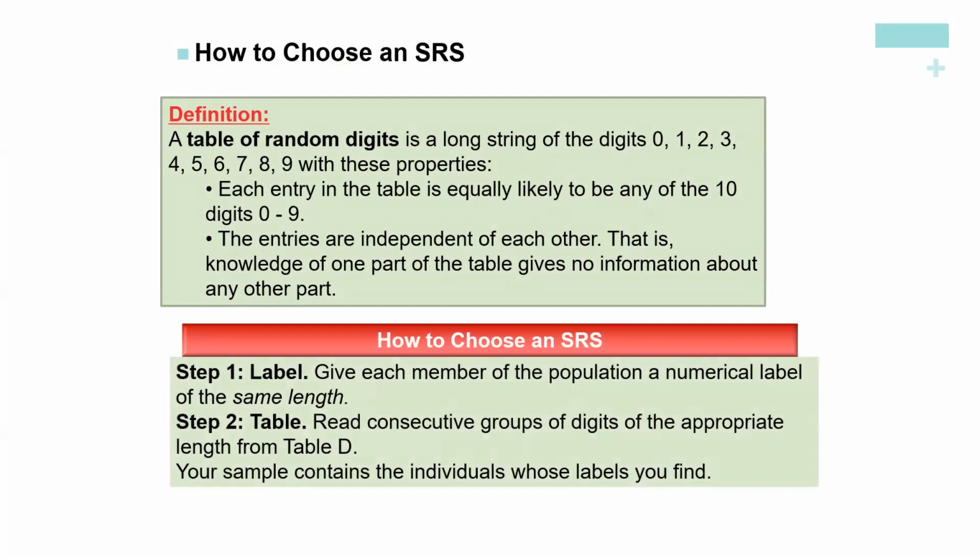So how do we choose an SRS from a random digit table? I will show you an example on the next slide. We're first going to label our population. We're going to give it a number. And then we're going to read the table left to right and choose our sample accordingly. So let me show you an example of how we can use a random digit table.